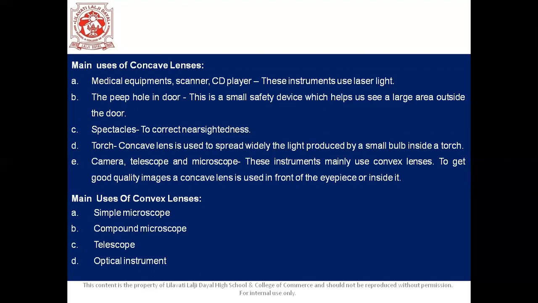Next, students, is spectacles. To correct nearsightedness, a concave lens is used. Then in torches, the concave lens is used to spread widely the light produced by a small bulb inside the torch. Next, it is also found in cameras, telescopes and microscopes, wherein these instruments use the convex lens to get a good quality image. A concave lens is used in front of the eyepiece or inside it.